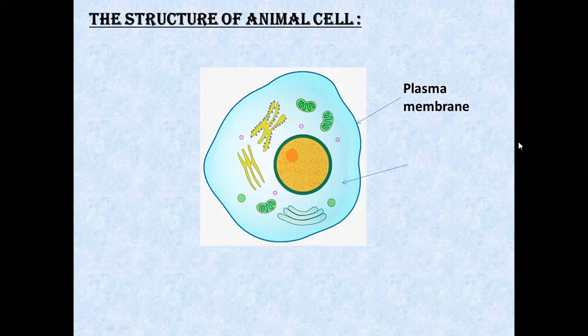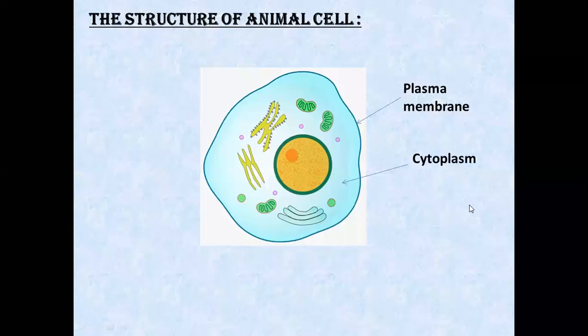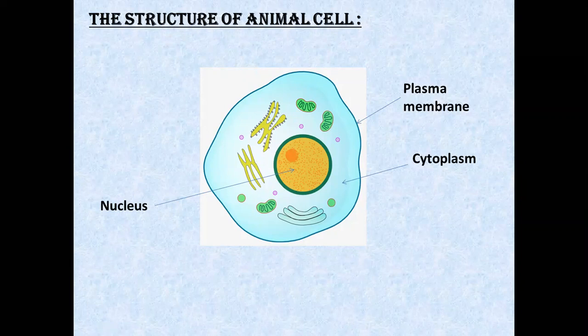And the second one here is the liquid that fills all the spaces in any cell, which is called cytoplasm. And the most important part in any cell is called the nucleus. So these are the three things which are common between the animal cell and the plant cell. They exist in both. Plasma membrane, cytoplasm, nucleus.